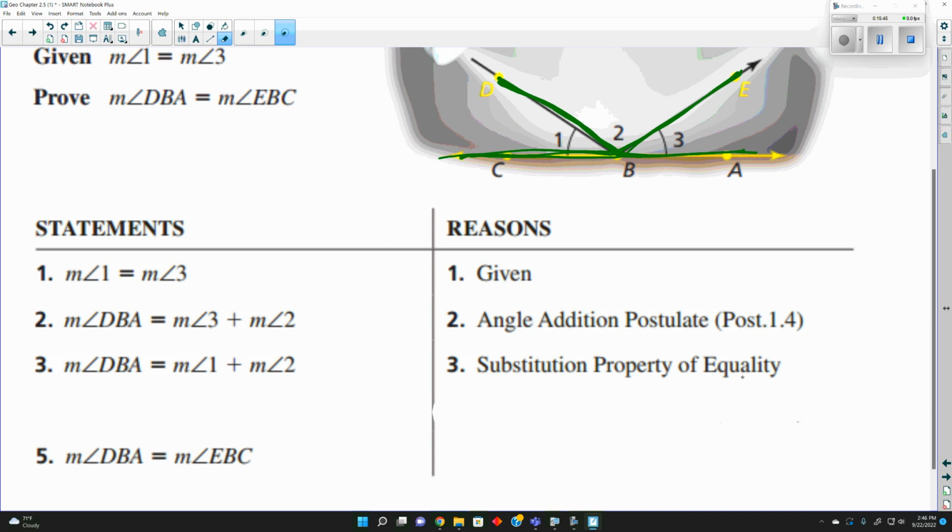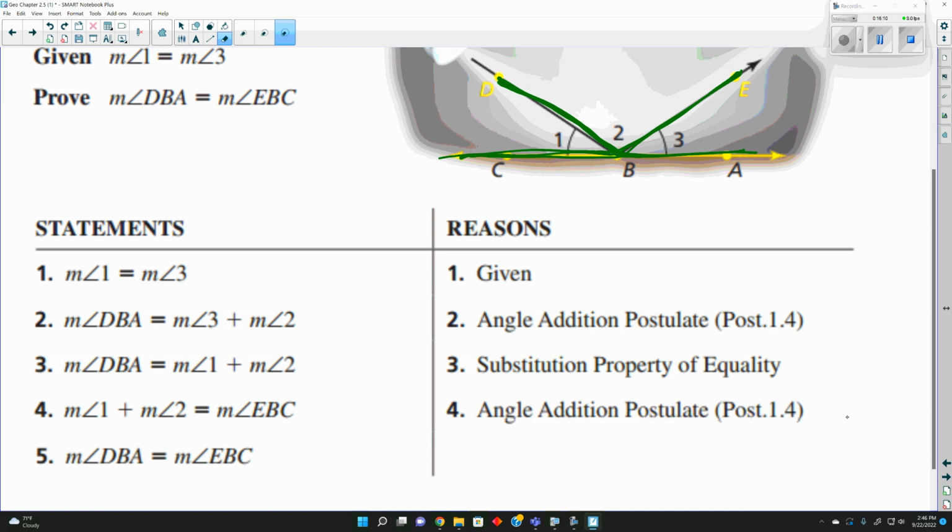Have we defined EBC yet? No. So the next statement would have to be what? Angle 1 plus angle 2, which again is just the angle addition postulate. So we've now taken DBA, because it was angle 2 plus angle 3, and rewrote it so that we have it equal to 1 plus 2, yes? We finally defined that EBC is equal to the measure of angle 1 plus the measure of angle 2, yes? So now we can connect those two together to give us our final statement, what we're wanting to prove, yes?